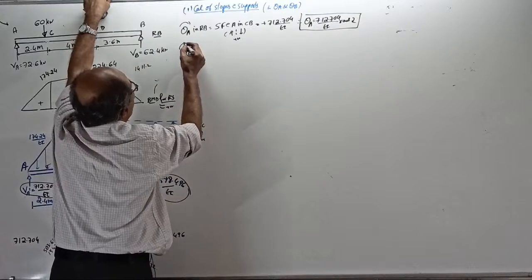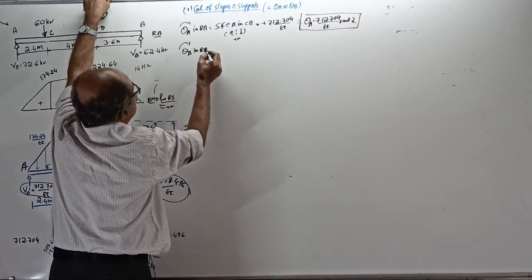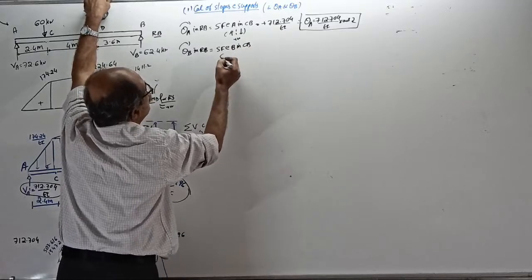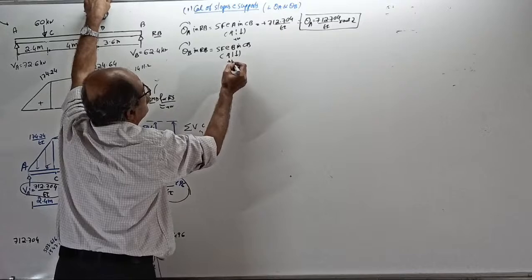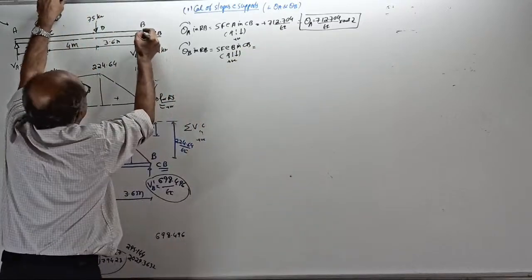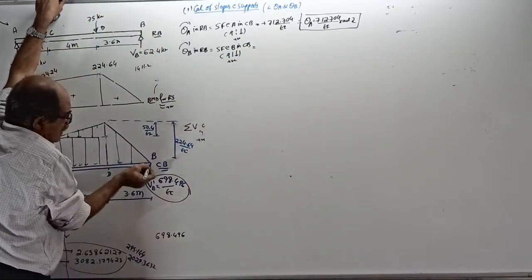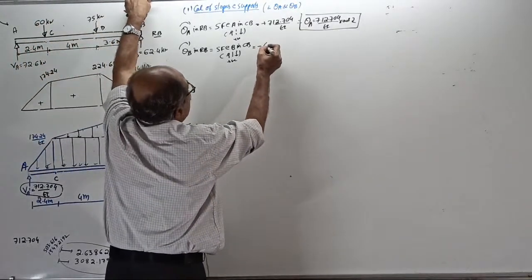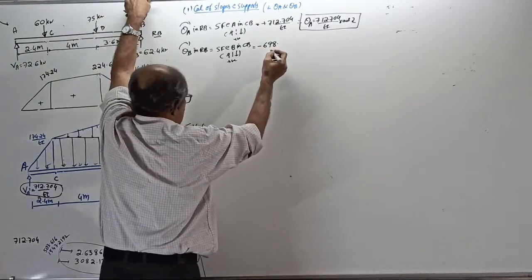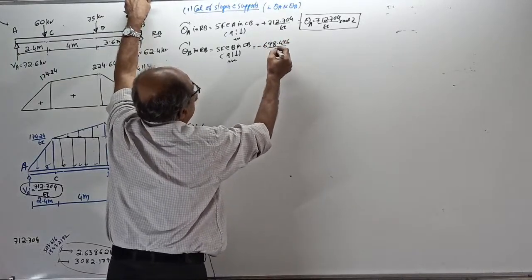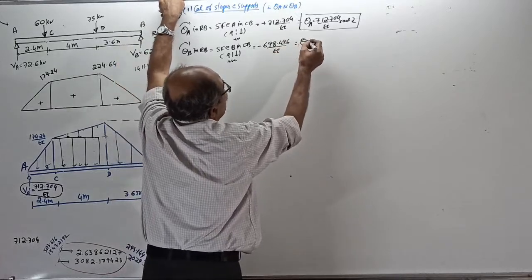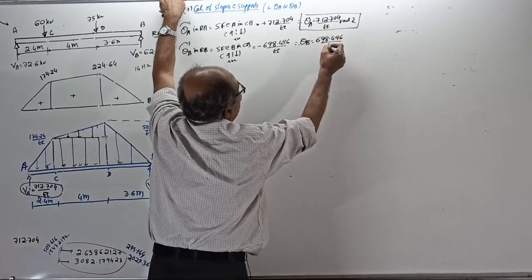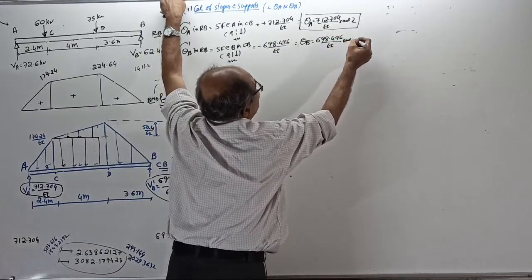Theta B clockwise in the real beam equals the shear force at B in the conjugate beam. Left up, right down, positive. Here slope is shear force here. Come slightly inside, look that side. Right up is negative. Minus 698.496 by EI. Therefore, theta B equals 698.496 by EI radian anti-clockwise.